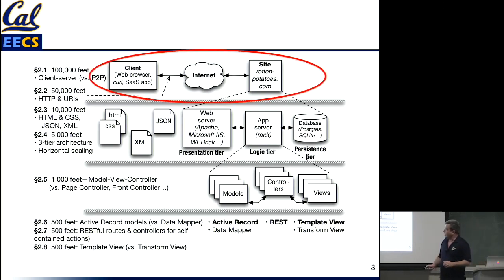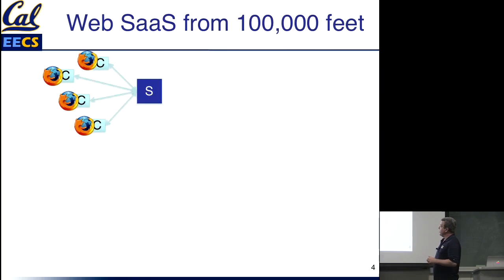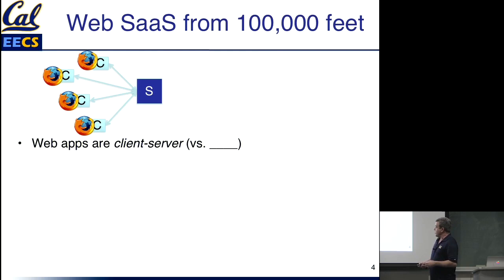So if we call that like the sort of 100,000-foot view, what does the web look like in that view? There's a bunch of clients, typically things like web browsers or maybe mobile apps. Those clients spend time talking to one or more servers. So we say that the web apps are client-server as opposed to, for example, what? What's a different kind of system that is network-oriented, but you wouldn't really describe as client-server?